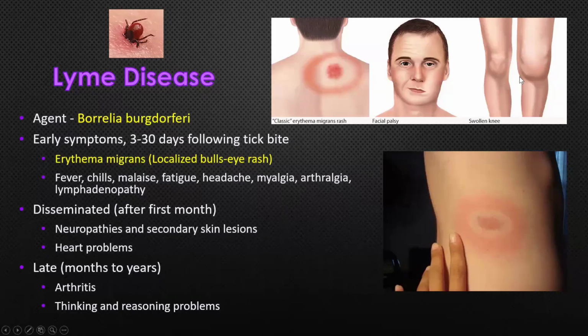I think of this as a form of infectious arthritis. It's like an infection that then settles into a joint, thinking and reasoning problems because it's affected neurons. So it can be a pretty serious disease if it occurs. Where does this occur in the country?